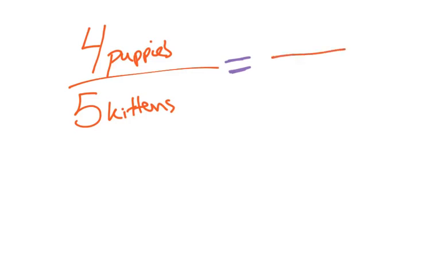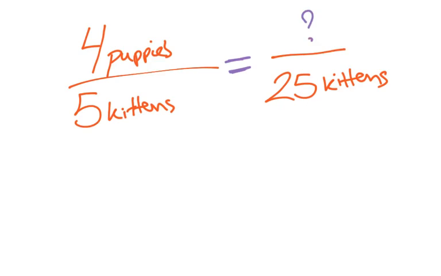Now, sometimes a proportion will have the numbers already filled in. Sometimes it will have one of them. For example, if we keep the same ratio of puppies to kittens, and you know that you have 25 kittens, how many puppies will you have?